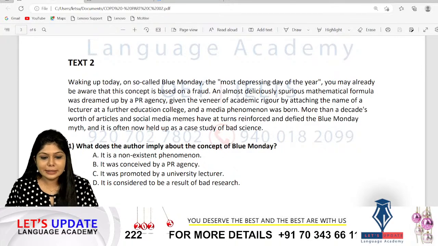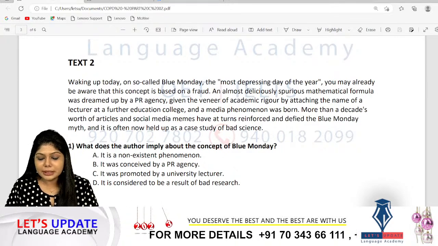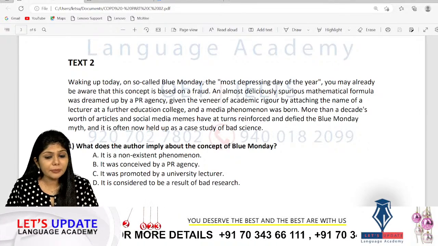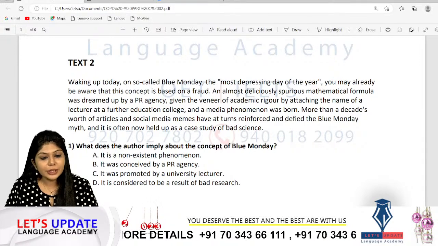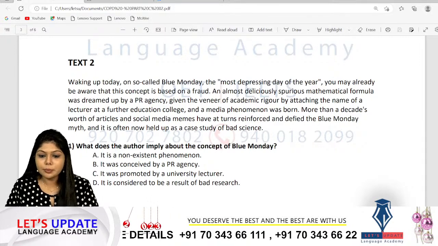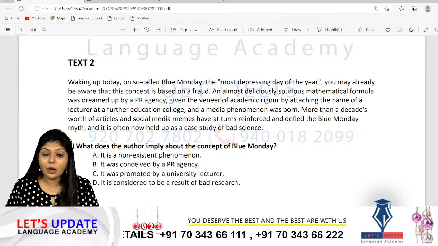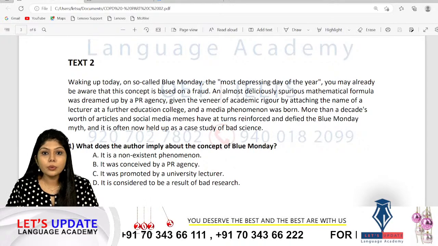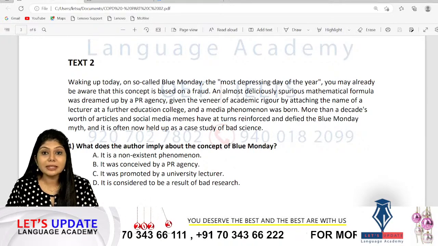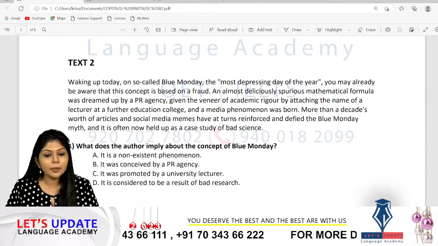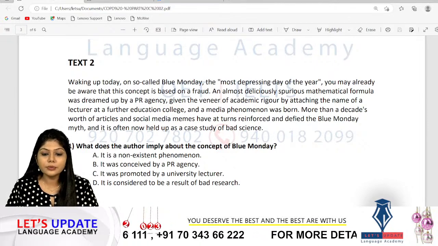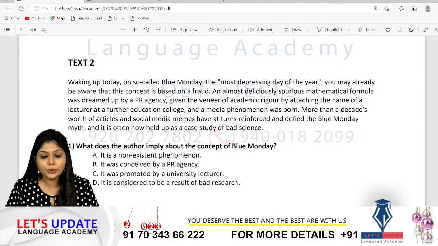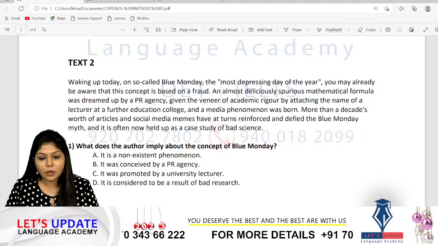So the question is, what does the author imply about the concept of Blue Monday? Let's have a look at the passage. Waking up today on so-called Blue Monday, the most depressing day of the year, you may already be aware the concept is based on a fraud. An almost deliciously spurious mathematical formula was dreamed up by a PR agency, given the veneer of academic rigor by attaching the name of a lecturer at a further education college, and a media phenomenon was born.